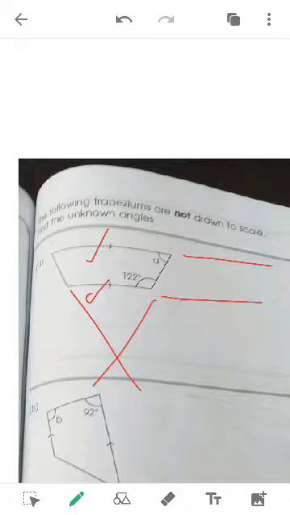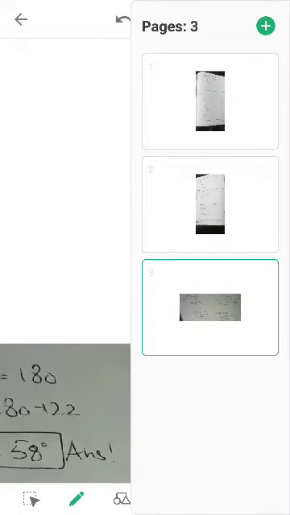Now remember the rule for how to solve a trapezium. For a trapezium, the sum of a pair of angles on non-parallel sides is 180 degrees. Please understand this word, non-parallel.